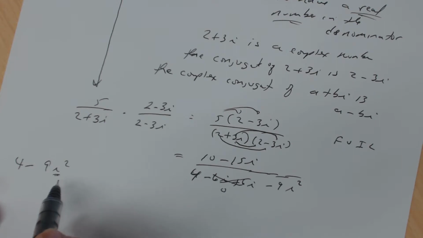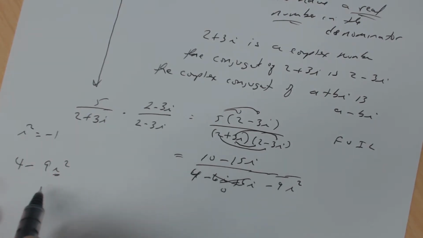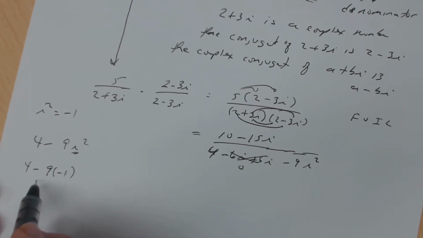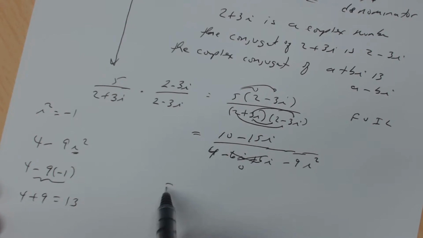Remember, i squared equals negative 1. So I get 4 minus 9 times negative 1. A negative 9 times a negative 1 is a positive 9, so that's 4 plus 9, and 4 plus 9 is 13. So that becomes 10 minus 15i divided by 13. Notice now my denominator is a real number.